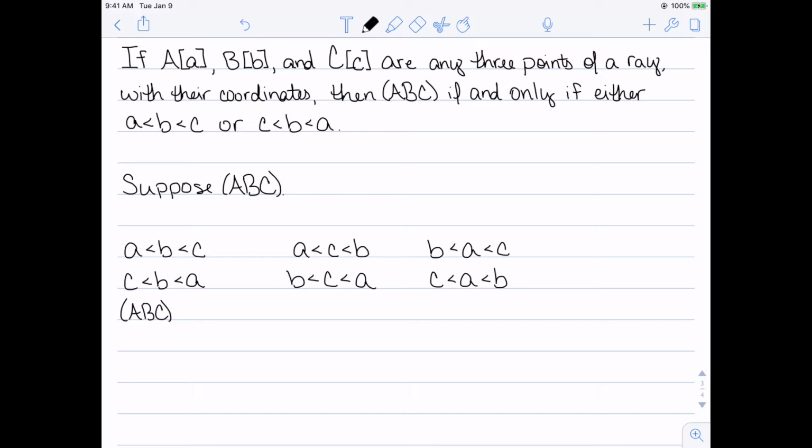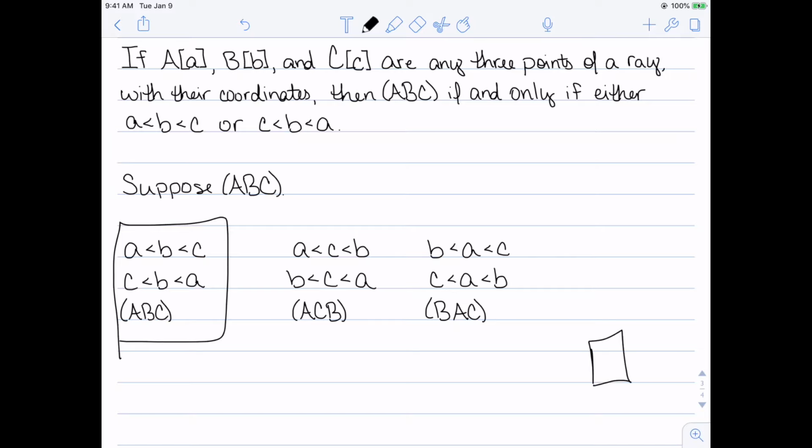And we can do something similar with these other 2 groups. If we assume that either A is less than C is less than B, or B is less than C is less than A, we can use the previous ideas to show that ACB. And for our last 2 groups, we would get that BAC. So it has to be one of these first 2 cases. So we have our proof.